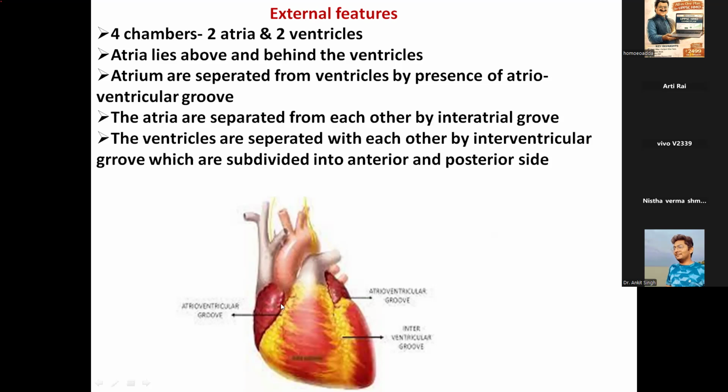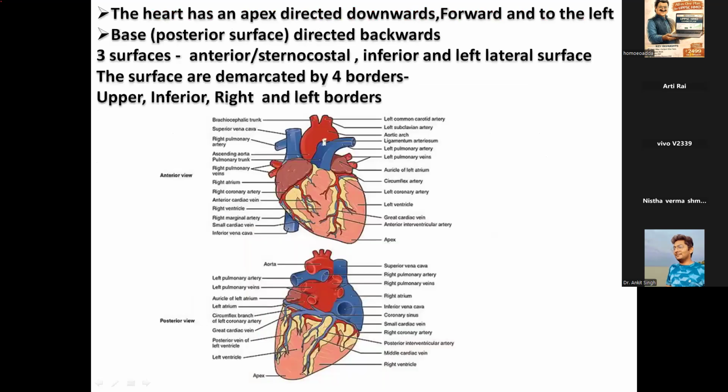In between them, over here, there will be the right atrioventricular groove. This is the right ventricle, this is the left ventricle. In between them there is an interventricular groove. But the matter doesn't end here. There are two kinds of interventricular groove. The one on the anterior side, you call an anterior interventricular groove. The one on the posterior side, you will call a posterior interventricular groove. For example, you can see this.